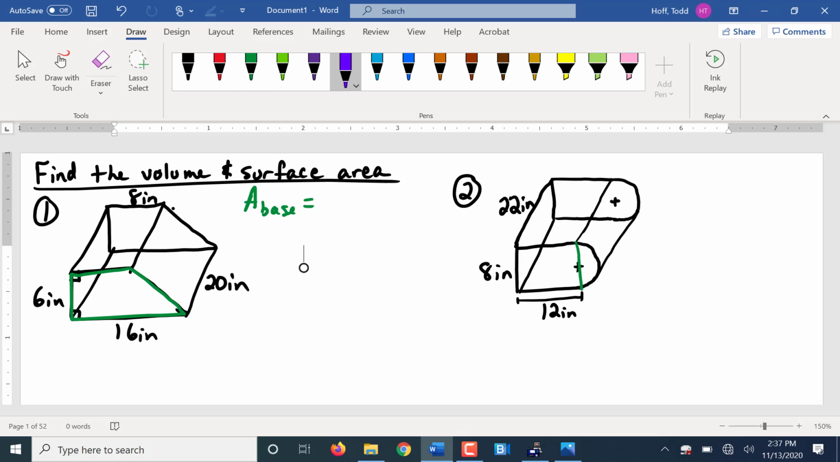As a trapezoid, it has bases of 16 and 8. Remember, we average the two bases together. Then we'd multiply by that height of 6. What would we get for the area of the base there? Careful.